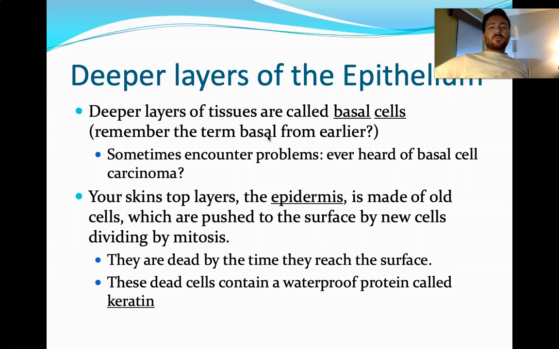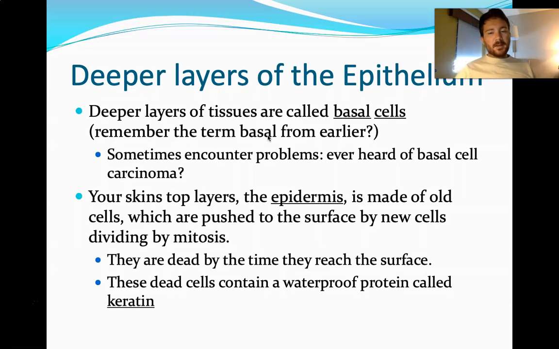Deeper layers of tissues are called basal cells. There's a very common type of cancer called basal cell carcinoma, and that's when the basal cells actually develop cancerous tissue. Basal cell carcinoma is, I wouldn't say a cancer that is one of the worst ones, but it is a dangerous cancer that you do want to get removed. And that happens in the tissue that's underneath the free surface.